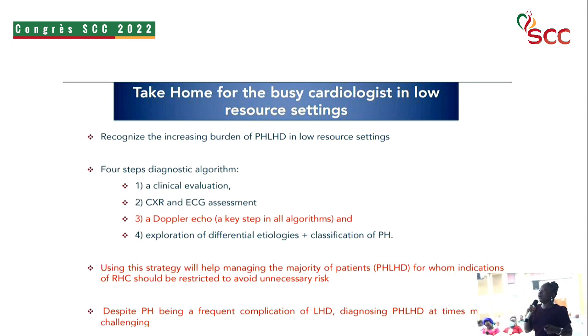So what are the take-home messages? There are 4 steps in the diagnostic algorithm: a clinical evaluation, chest X-ray and ECG that we can comfortably have, and echo that many hospitals and clinics now have, to explore these etiologies and be able to classify pulmonary hypertension.